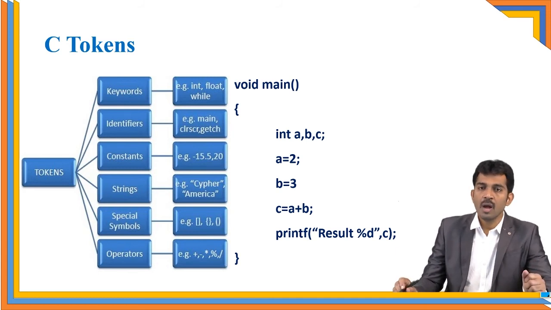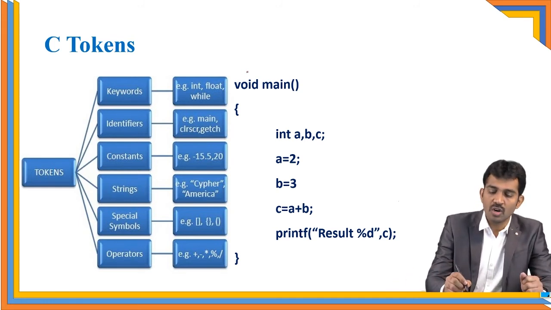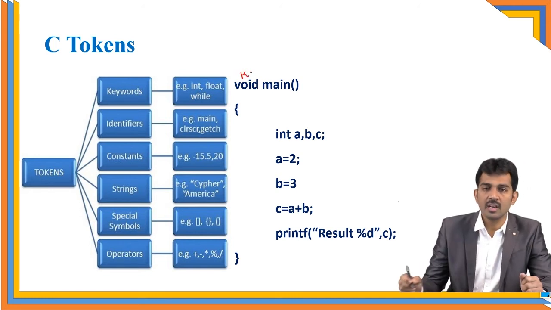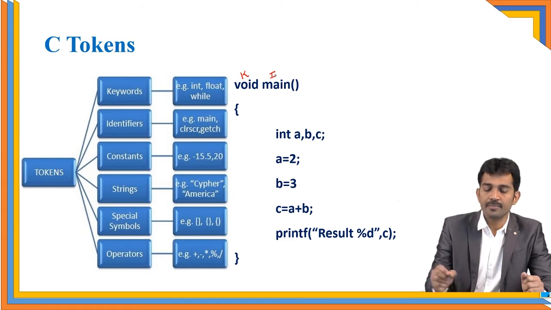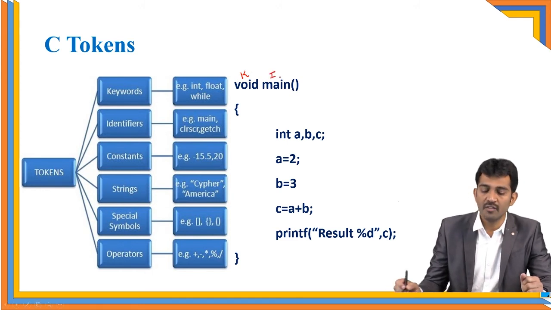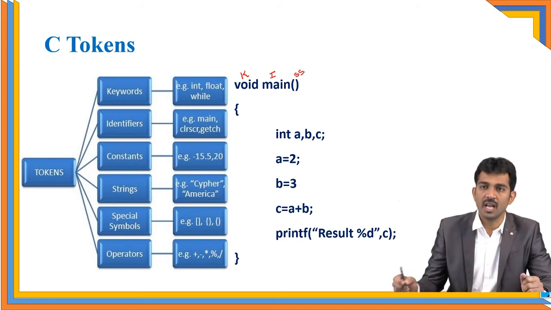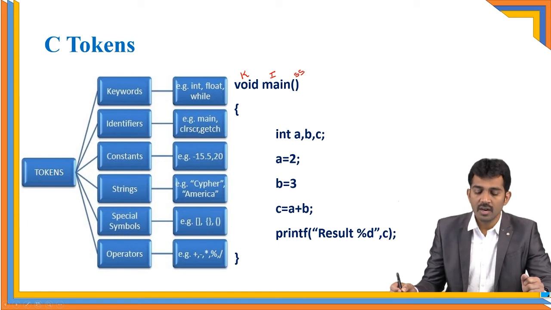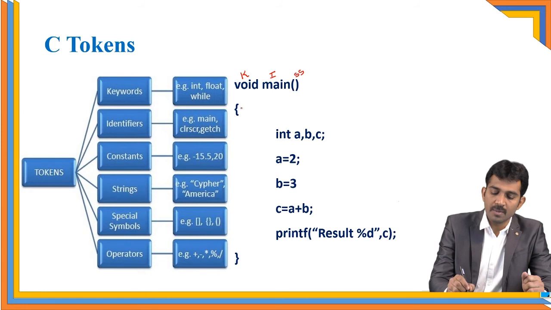Observe clearly. I'm going to go through them one by one. See, void. Void is one word, so this is one token. What kind of token is it? This is a keyword token. Main comes under the identifier. Brackets are called special symbols, SS. Next, brackets again are special symbols, SS.